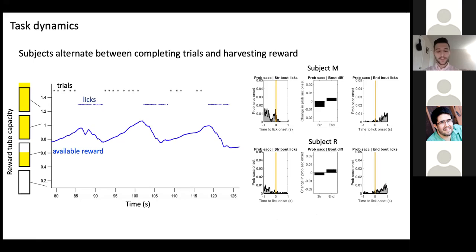So there's an interesting decision that is made here by the animal: I'm going to exert effort to perform saccades. I will then stop, and when I think reward is worthy of retrieval, I will initiate a ton of licks, get that reward, and then continue making these trials. And this really just captures the dynamic, sort of unconstrained style of this task.